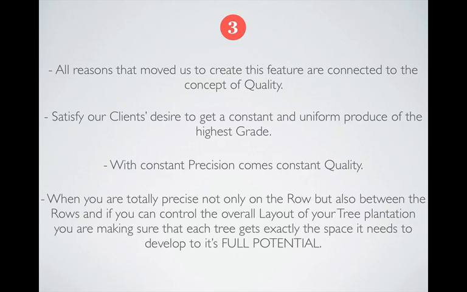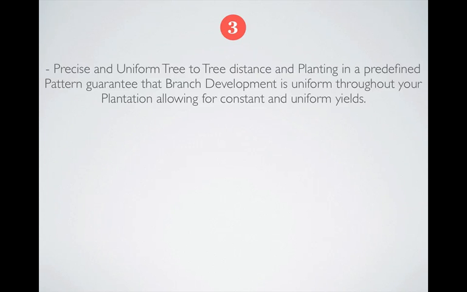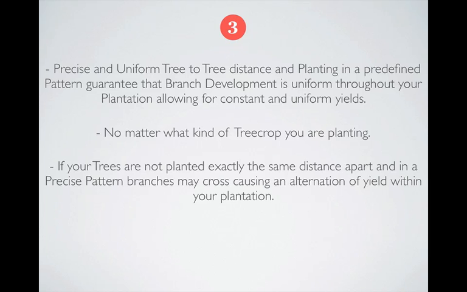When you are totally precise, not only on the row, but also between rows, and when you can control in which overall pattern you are laying out your plantation, what you are basically doing is to make sure that each single tree gets exactly the space it needs to develop to its full potential. The exact tree-to-tree distance and planting in a pattern mode guarantee that the branch development will be uniform throughout your plantation, allowing for consistent and uniform yields of any kind of tree crop you plant.